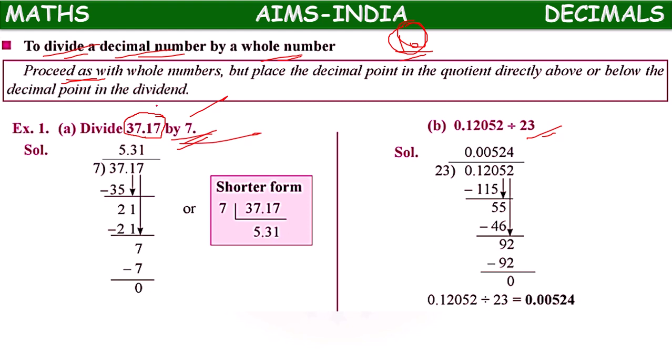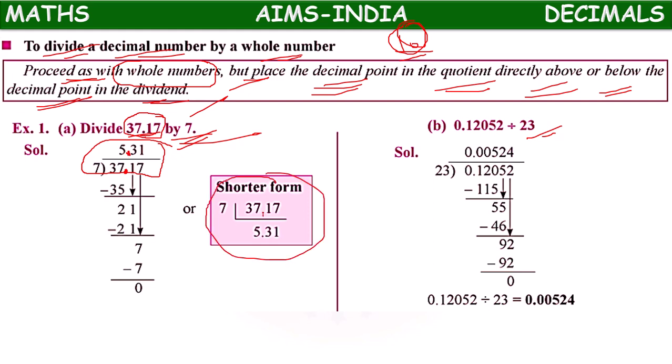So we have to divide as we have done in the case of whole numbers in the same way, but in decimal numbers, we have to place the decimal point in the quotient directly above or below the decimal point in the dividend. In long division process, we are keeping it above the decimal point. 37.17 is there, we are keeping above the point. But in shorter form, 37 point is there, we are keeping below the point.